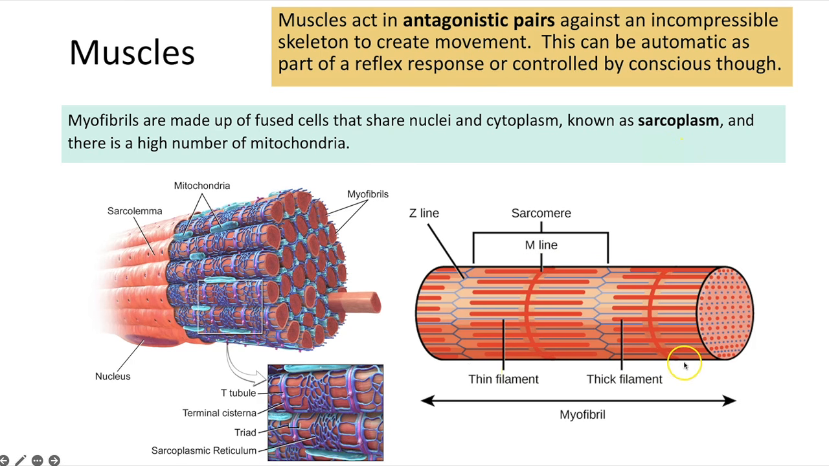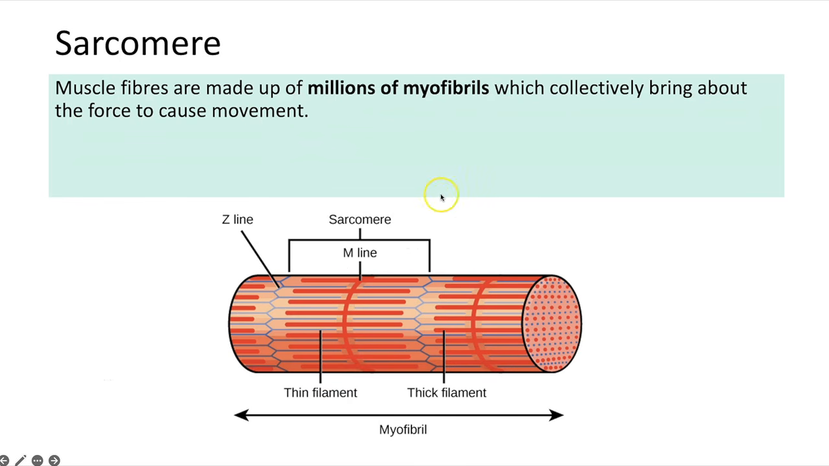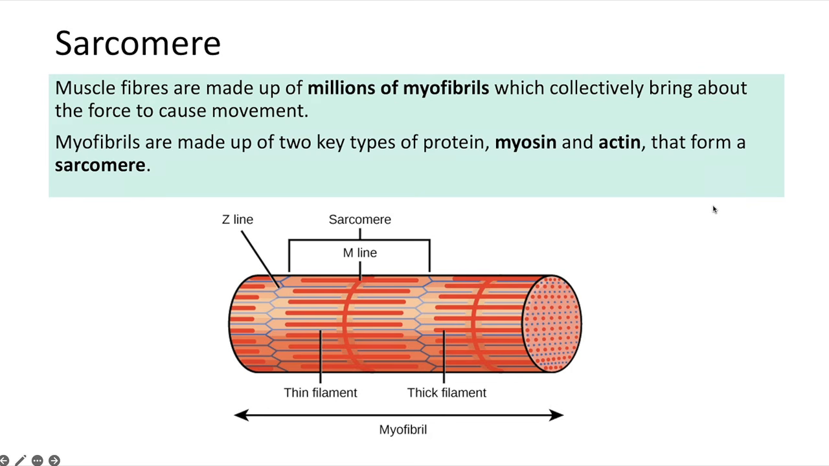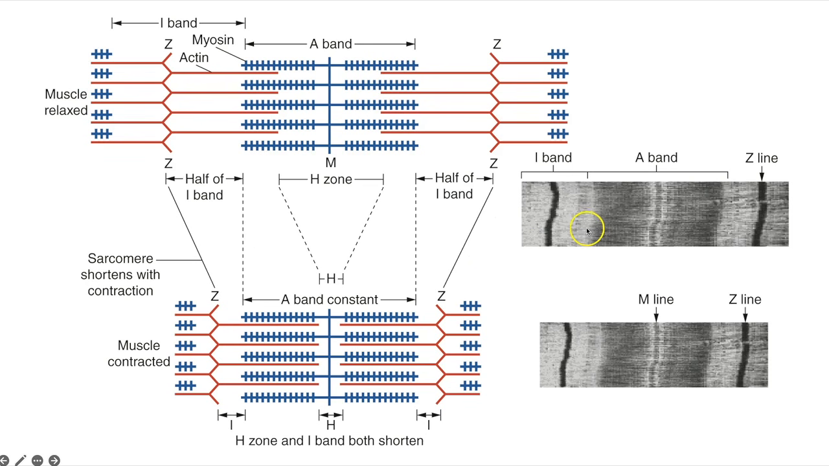So here is a myofibril, and the myofibrils are made up of sections known as a sarcomere. Muscle fibers are made up of millions of myofibrils, which collectively bring about the force to cause the muscle to contract. And myofibrils are made up of two key proteins. We have myosin and actin, and those form the sarcomere. And that's what we're going to have a look at in more detail.